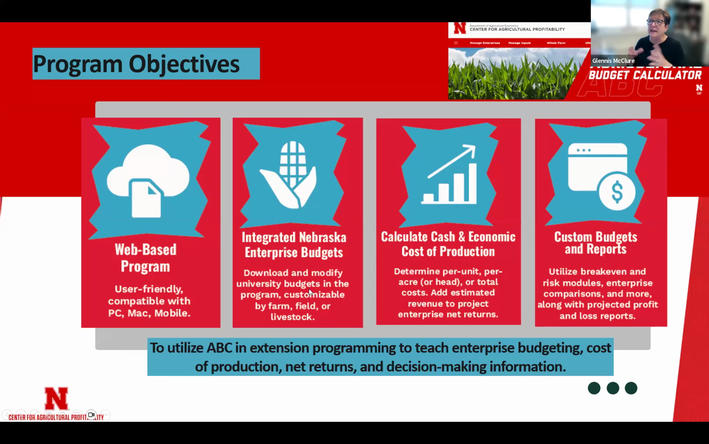Or you can just simply say, hey, I'm just going to do a corn budget, a dry land corn budget, or an irrigated corn budget. And you can do it simply, or you can be more detailed. And we do have duplication features in there.